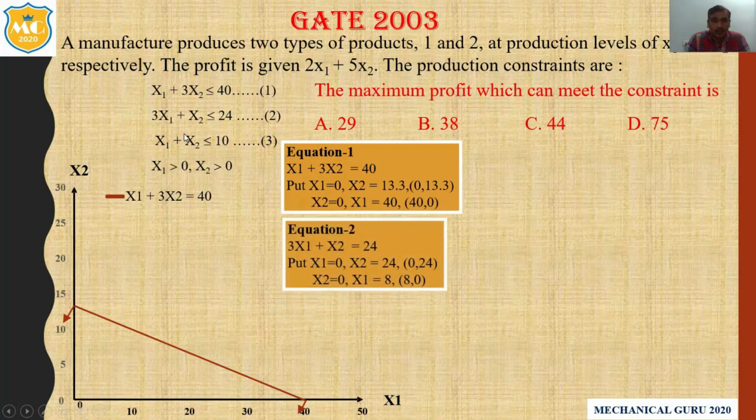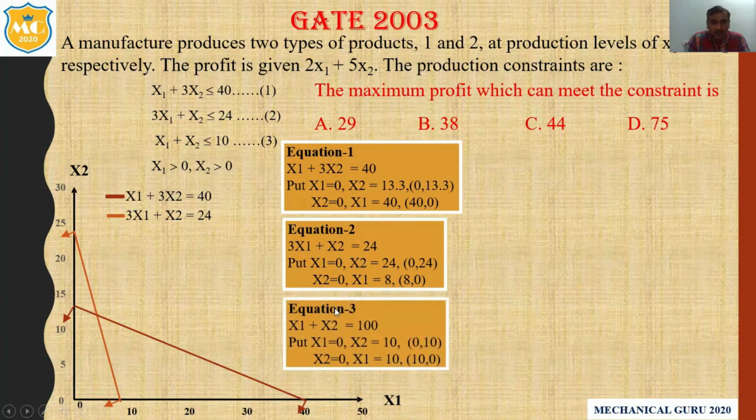Second equation, 3x1 plus x2 is equal to 24. x1 is equal to 0, x2 is equal to 24. So the first coordinate is 0, 24. Second, x2 is equal to 0, so x1 is equal to 8. So coordinate 8, 0. Put these coordinates in the graph. So the second line is through 0, 24 and 8, 0.